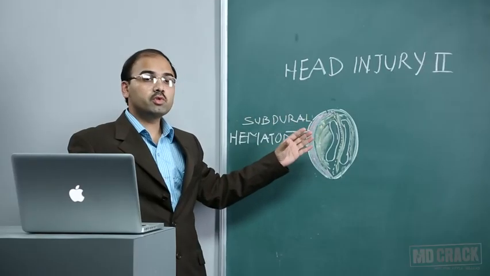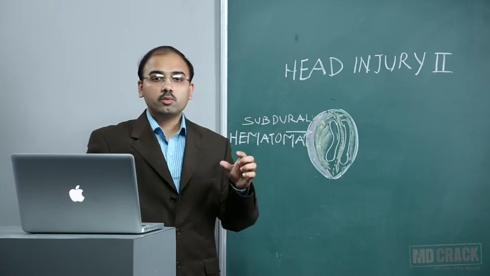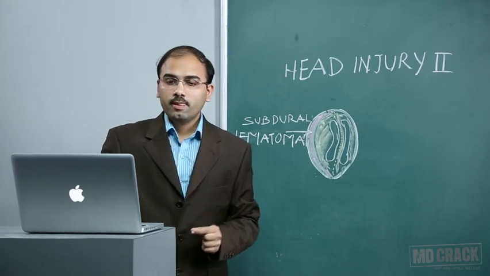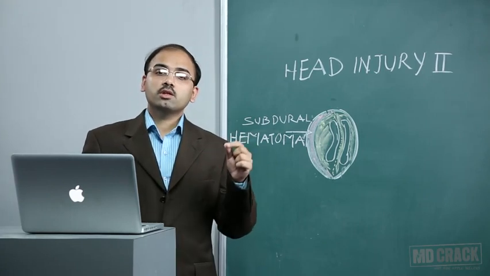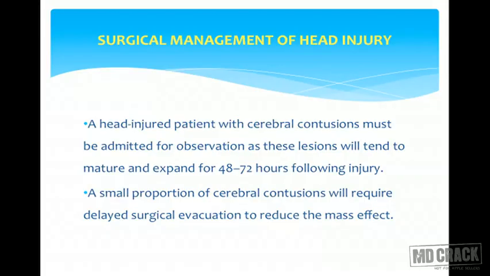So contusions with more component of blood may be an effect of rupture of AV malformation leading to the intracerebral hematomas. So this fine difference between contusions and cerebral hematomas should be noted. A head injury patient with cerebral contusions must be admitted for observation, as these lesions will tend to mature and expand over 48 to 72 hours following injury.